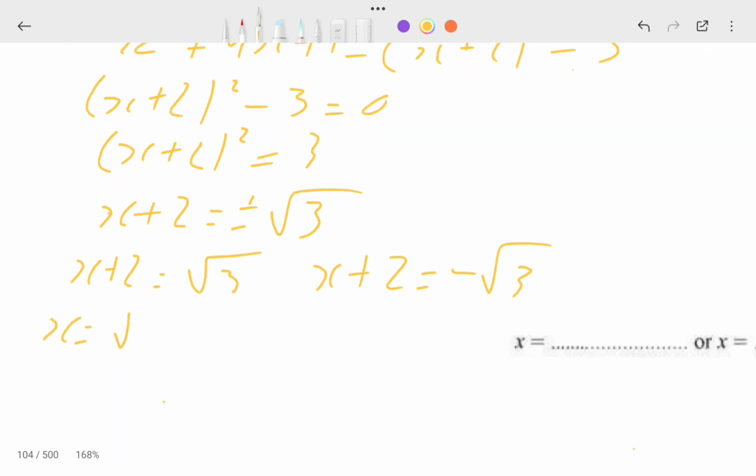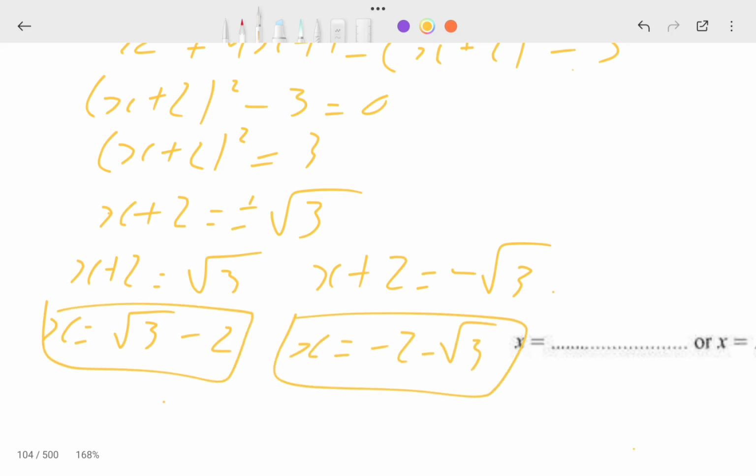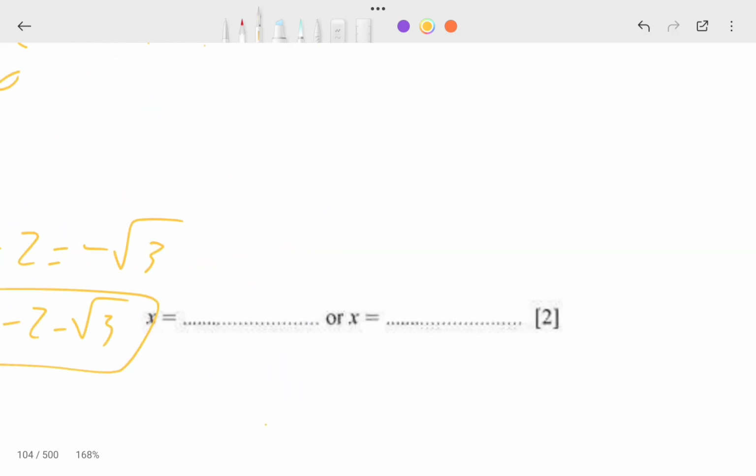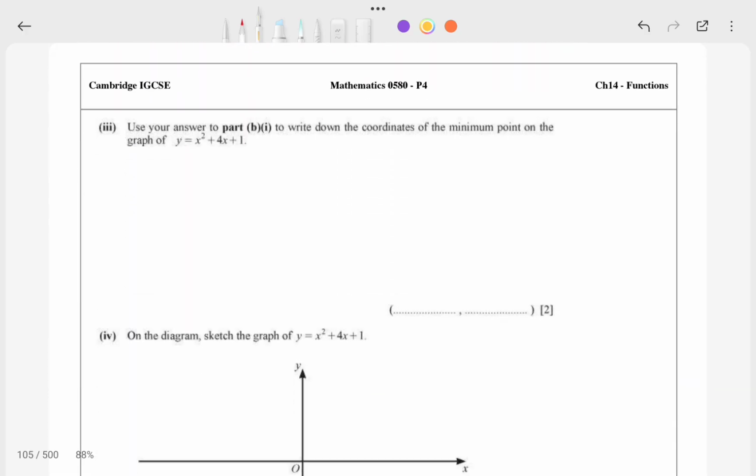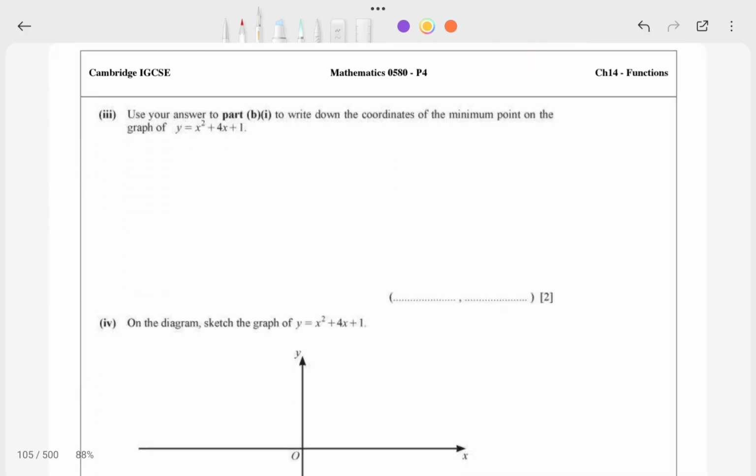Now we will find x. So root 3 minus 2, this is our first answer, and the second answer is minus 2 minus root 3. Now we will solve this in the calculator. So we will get the first value of x is minus 0.268 and the second value is minus 3.73. Okay, let's move to this part.